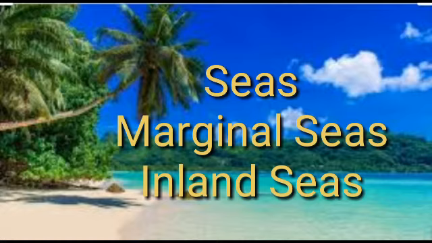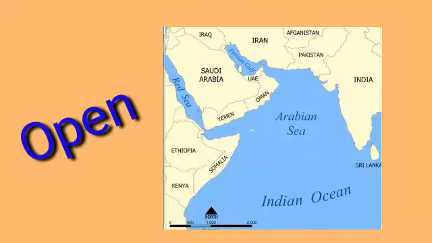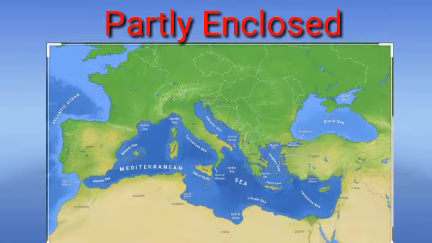Let us see what they are. Observe the map, children. You can see Arabian Sea, and we can group this sea into an open type sea where the sea is completely open into the main ocean, that is the Indian Ocean. Observe the map, children. You can see the Mediterranean Sea. It is partly enclosed by land masses and cut off from the main ocean, that is Atlantic Ocean. This is a good example for a partly enclosed sea.